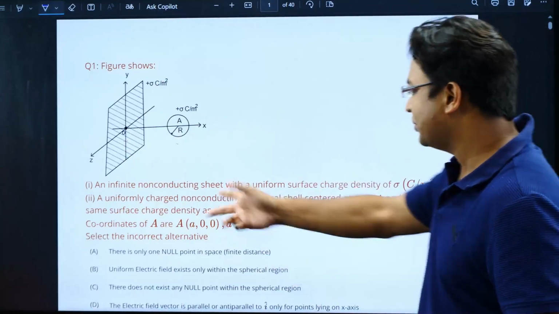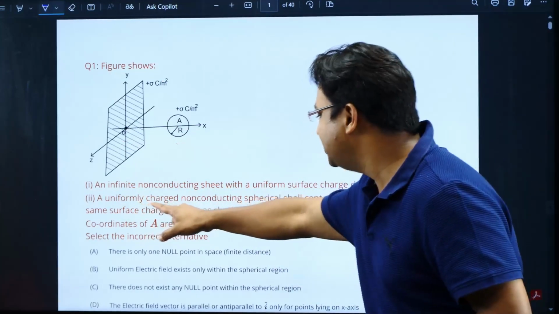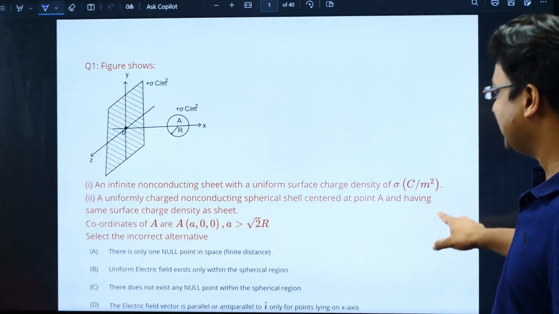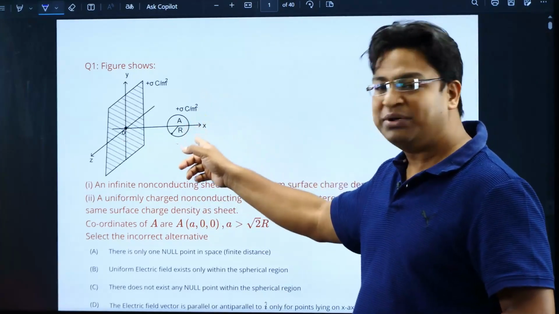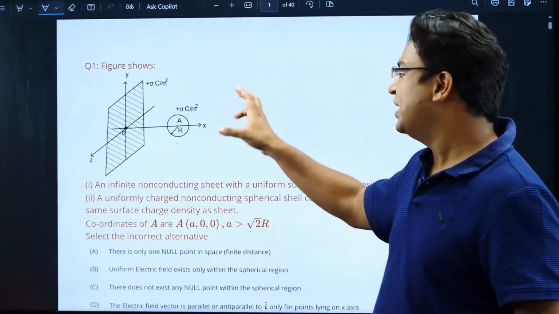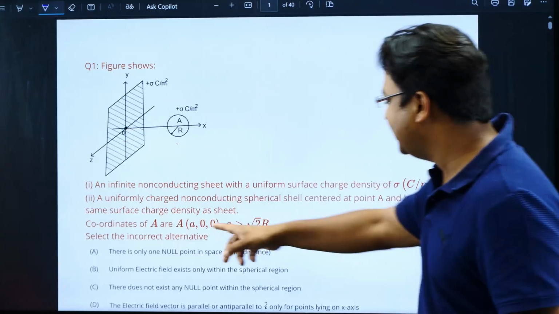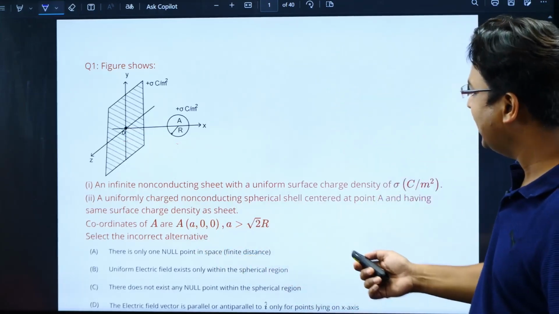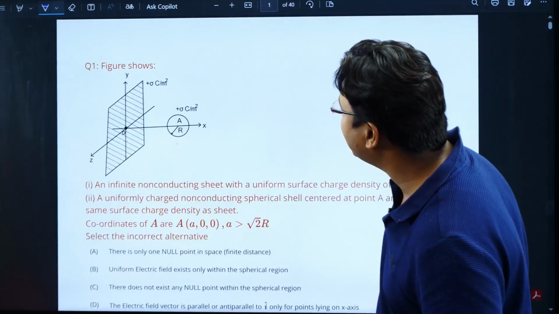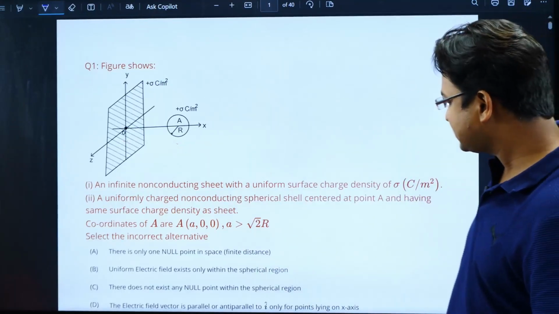Okay, so the question describes an infinite non-conducting sheet with a uniform surface charge density, and a uniformly charged non-conducting spherical shell centered at a point A. Because it is a uniformly charged non-conducting shell, there will be no redistribution of charge and it will continue to be a uniformly charged shell. Now the coordinate of A is given, and it is given that A is greater than root 2r, where A is the x coordinate of the center of the circle.